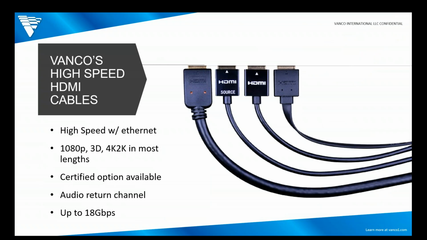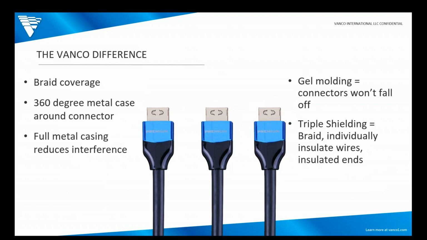All right, let's talk about our bread and butter, our HDMI cables. All of our HDMI cables are high speed with Ethernet, 1080p, 3D, 4K, and believe it or not, we do have some 8K cables available. We have a certified option available through HDMI. That is a certification from HDMI themselves that entails basically the best resolution possible you can get with 4K. All right, so that's 4K 60 frames, 4:4:4 chroma subsampling, and high dynamic range, HDR. They also offer audio return channel and up to 18 gigabits per second, and obviously even more with 8K, 48 gigs, believe it or not.